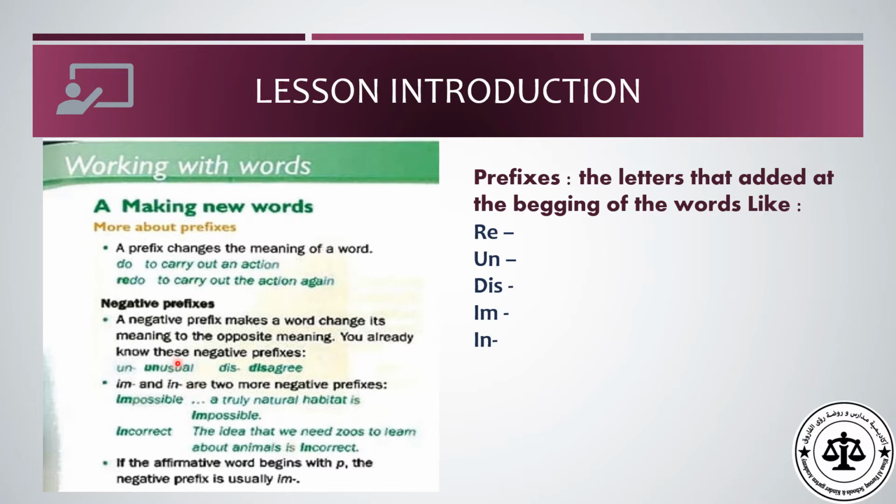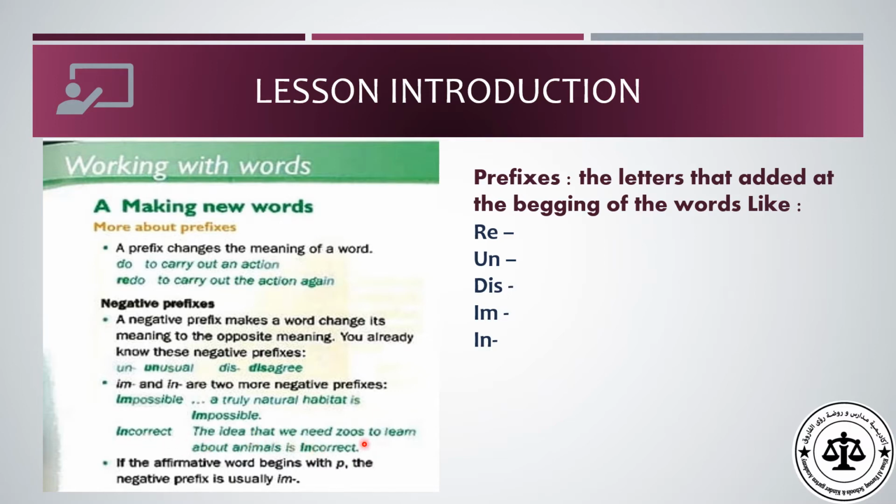Number 2, im and in prefixes are two more negative prefixes. So we talked about 4 negative prefixes. في عندي 4 prefixes بيعطوني negative meaning للكلمات: un, dis, im and in. Impossible. A truly natural habitat is impossible. Possible, impossible. Correct, incorrect. So here we added the prefix in to the word and it changed the meaning of it. This is an example by using this word.